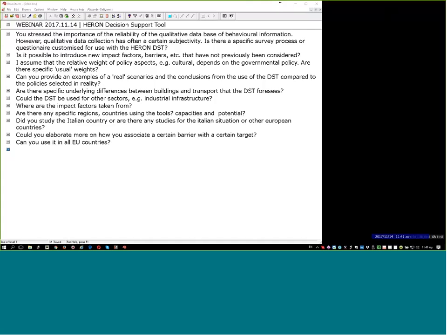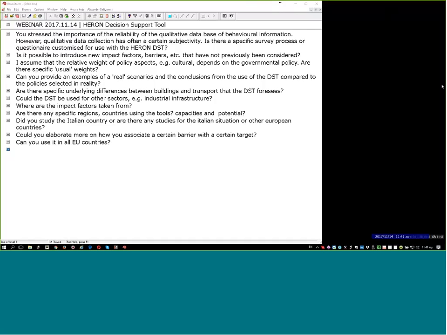Could the DST be used for other sectors? For example, the industrial infrastructure? Yes, we have used the buildings and the transport sector because that was the foreseen sectors for the HERON project. But yes, we can use them for other sectors as well. Where are the impact factors taken from?